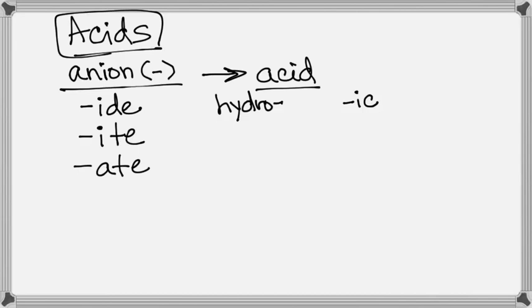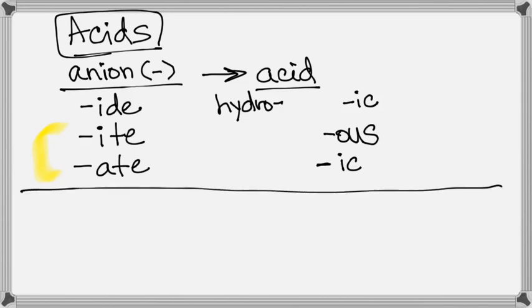Now moving on to our polyatomic ions ending in "-ite" and "-ate". If your polyatomic ion ends in "-ite", then the acid name ends in "-ous". And if it ends in "-ate", the acid will end in "-ic". So no prefix there, unless the prefix is just part of the polyatomic ion. Getting started with this, we're going to go through a couple of examples.